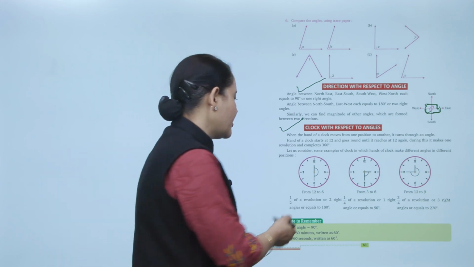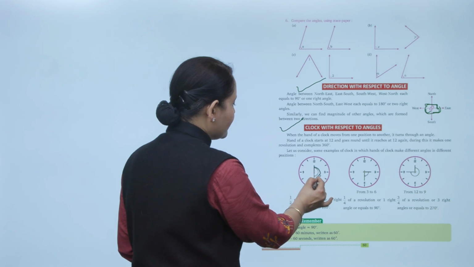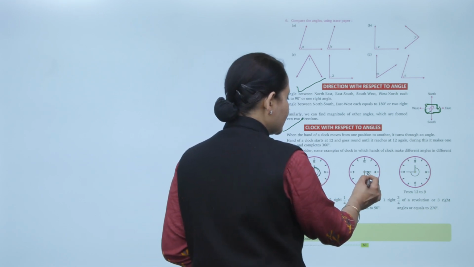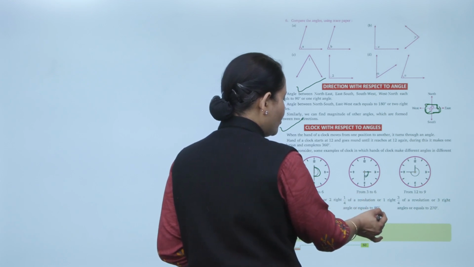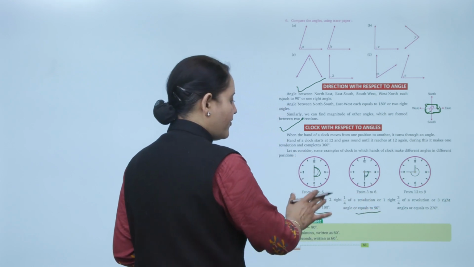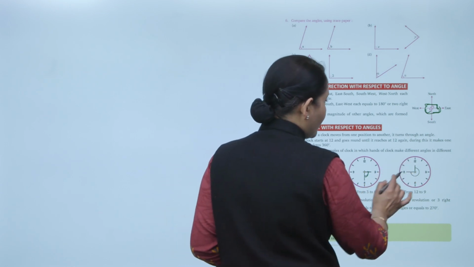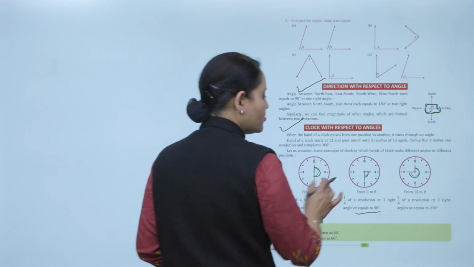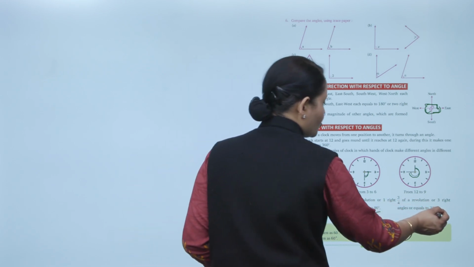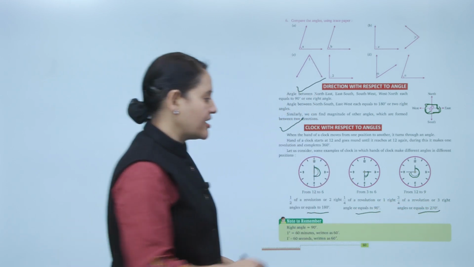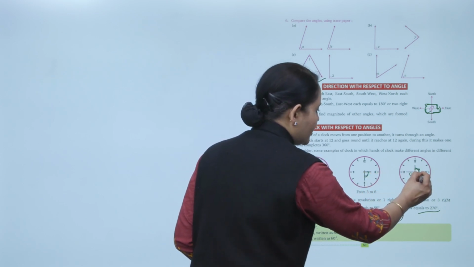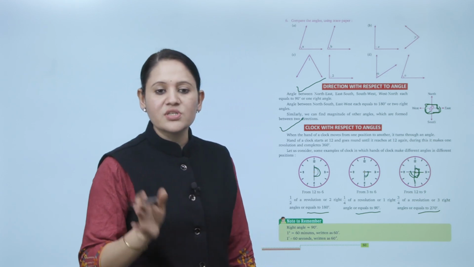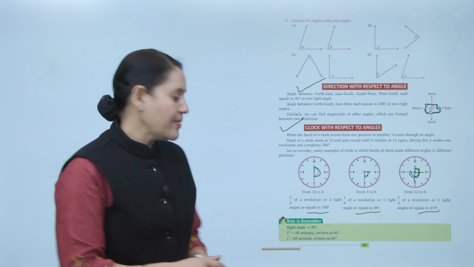So like here, from 12 to 6, this is a half revolution, means 180 degrees. Here 3 to 6 is equal to 90 degrees. Clear? One-fourth of the revolution. From 12 to 9 is equal to three-fourths revolution, that is 270 degrees, means 3 right angles. Like this, 1, 2 and 3. The total 3 right angles is equal to 270 degrees. Clear? Next, note to remember.